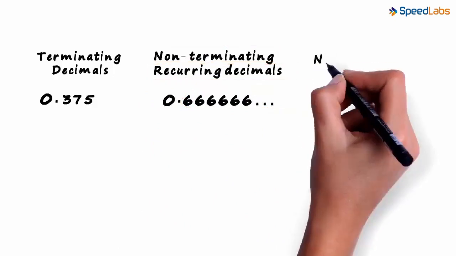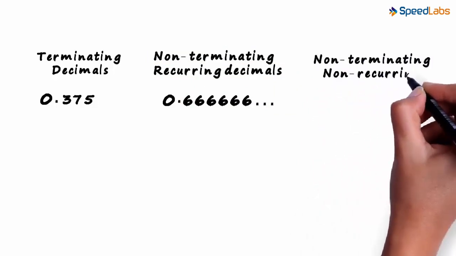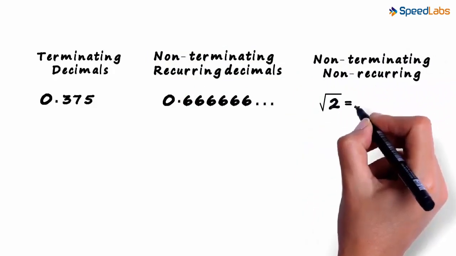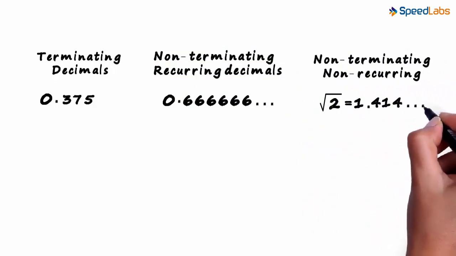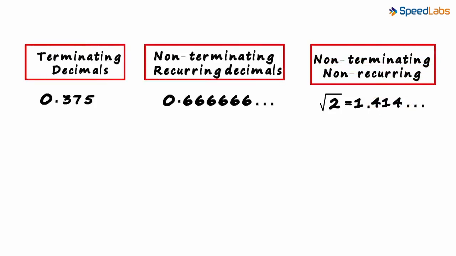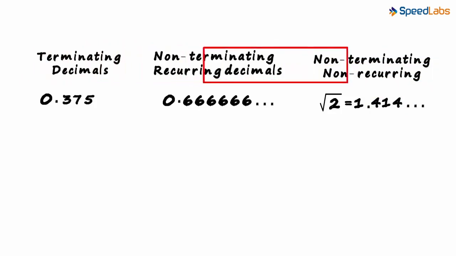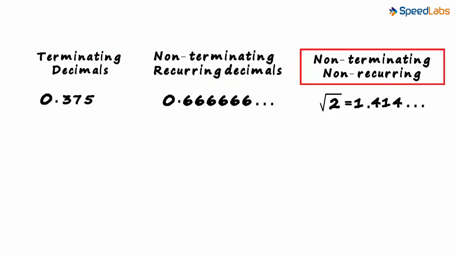And the third type is non-terminating, non-recurring decimals. We just saw an example of this type, √2. It approximately equals 1.4142 and the digits after the decimal do not end. Hence, it's called non-terminating. It's called non-recurring since there's no specific pattern of reoccurrence. Broadly, these are the three types of numbers we see in mathematics: terminating, non-terminating recurring, and non-terminating non-recurring.